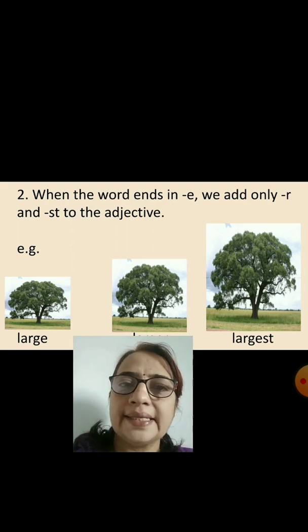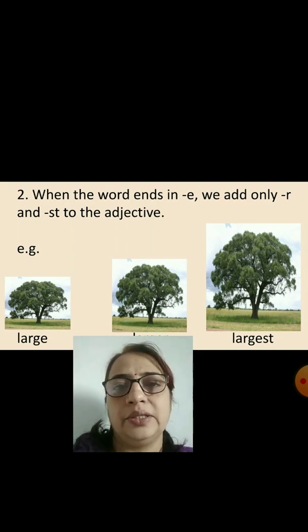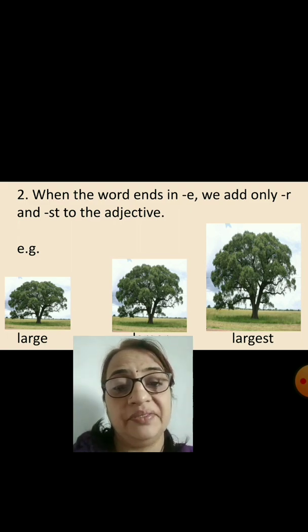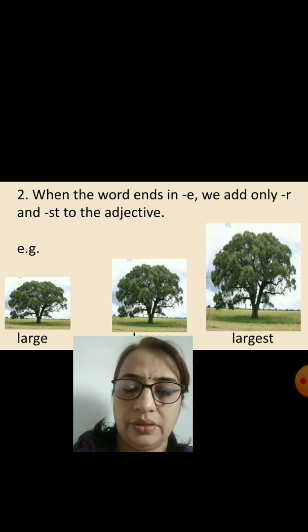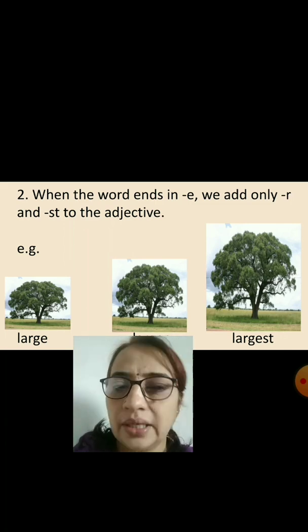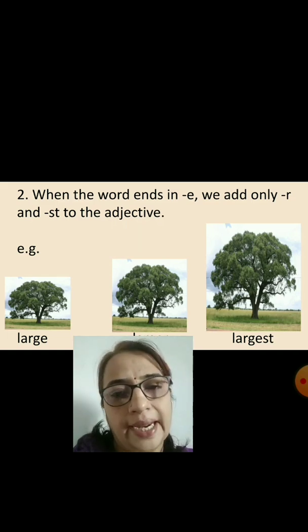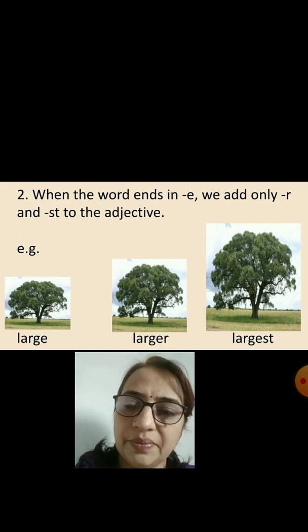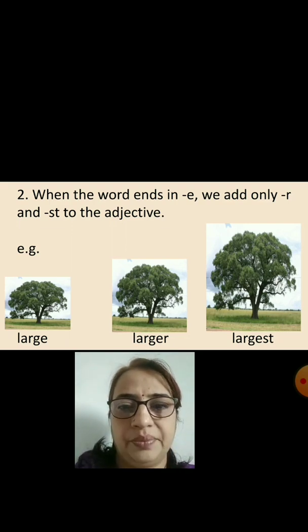When the word ends in E, we add R and ST to the adjective. Now our second rule says if the word is ending with E. If there is E already in the word, then we will add only R and ST to the adjective to convert that word into comparative and superlative degree. Let us better understand with the example.